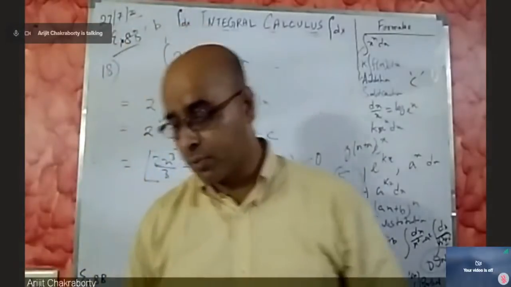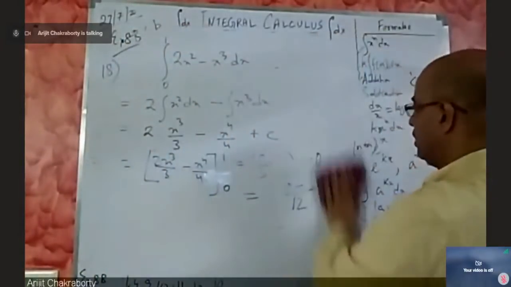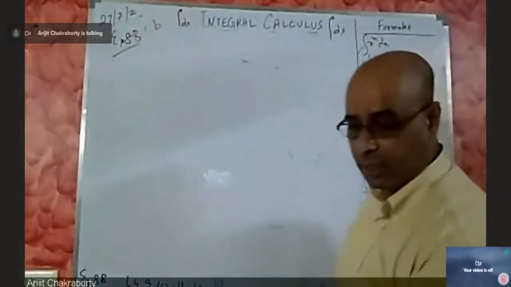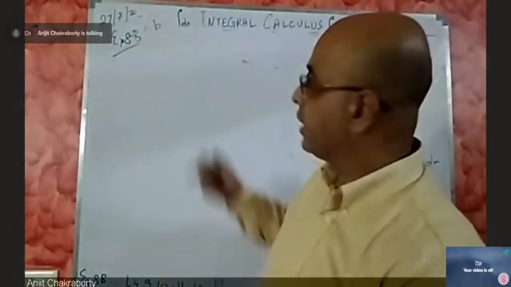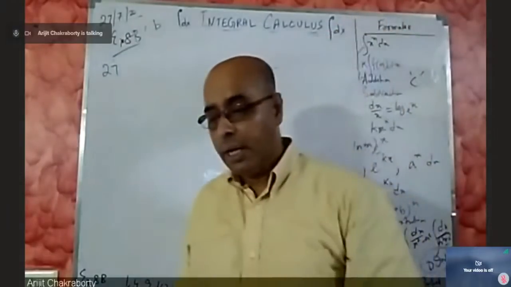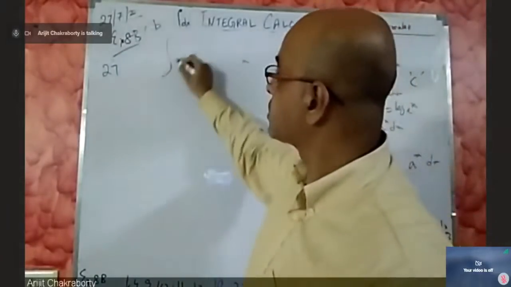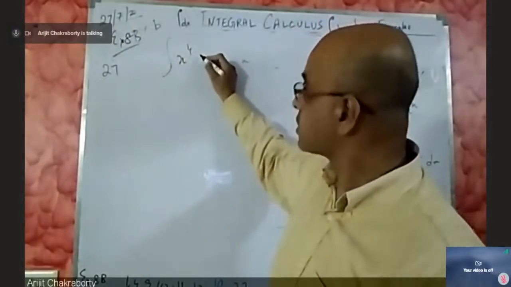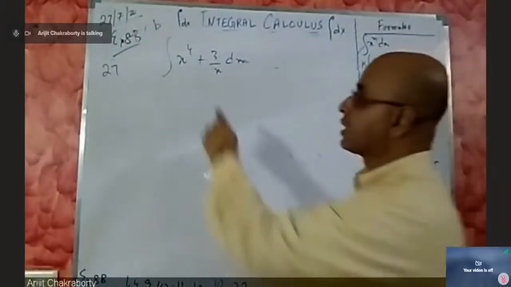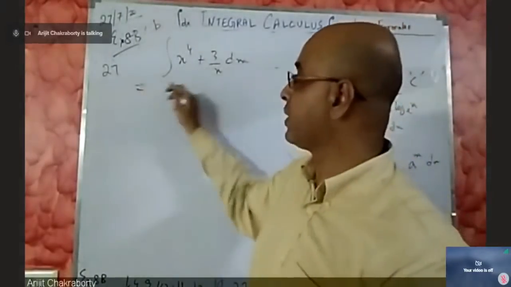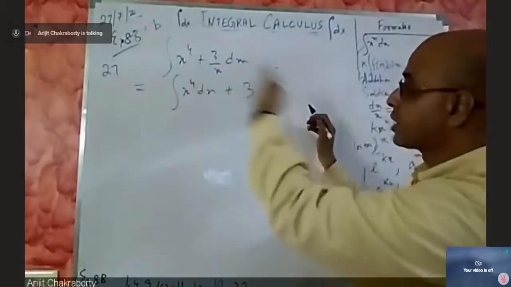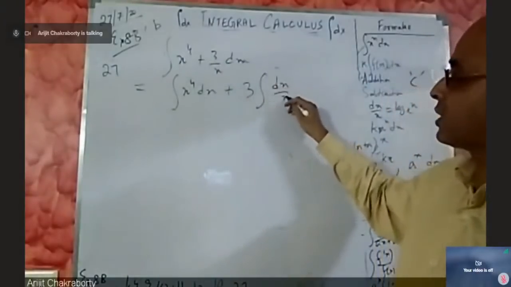Now I am taking up number 27 quickly. Question number 27 from the study material, exercise 8B, number 27. We are taking up the integration of x to the power 4 plus 3 by x dx. Direct application. We break it up: x to the power 4 dx plus 3, a constant, I bring out, so you have dx by x.